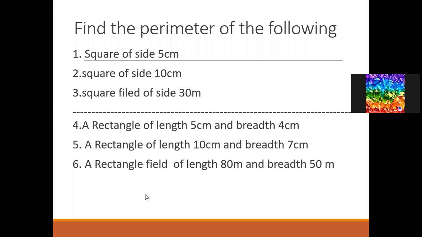All these questions you can do on your own. I want you to do them on your own. If you are not getting them, I wrote the answers along with the formula. Please copy this.